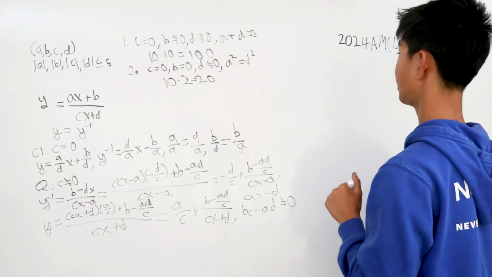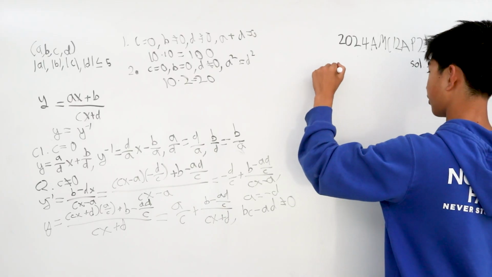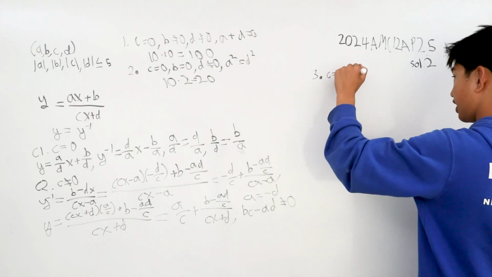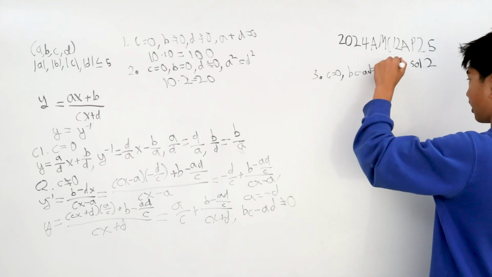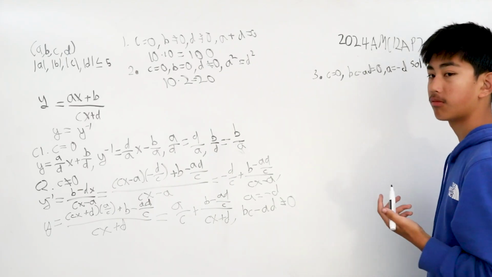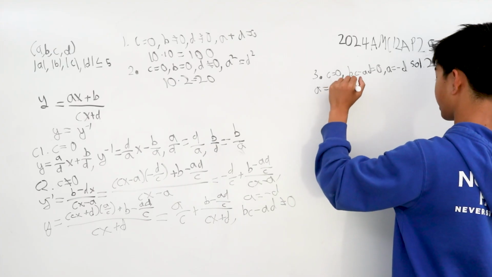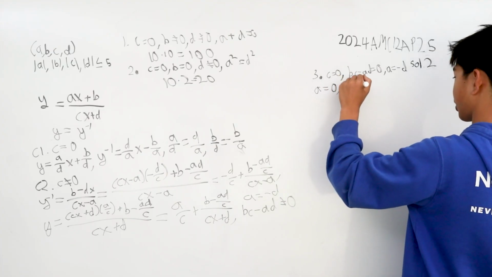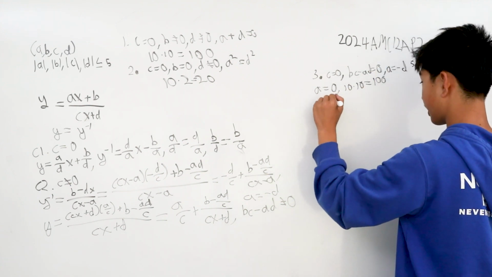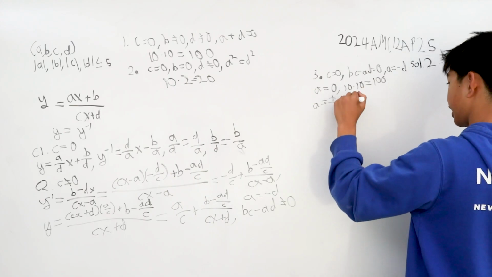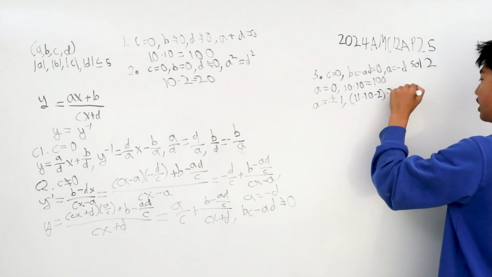Now on to the third case, case 3, where c is going to be equal to 0, bc minus ad is equal to 0, and we get that a is equal to negative d. Well, for a being 0 in this case, we have 10 times 10 or 100 values. If a is plus or minus 1, then this would be 11 times 10 minus 2 times 2, which is 216.